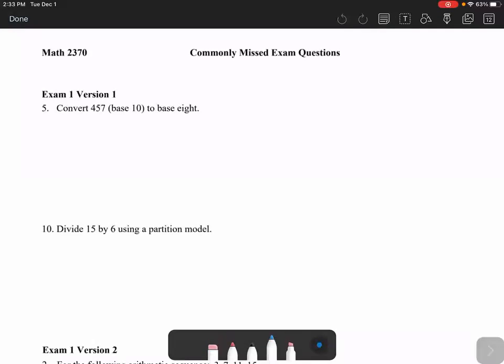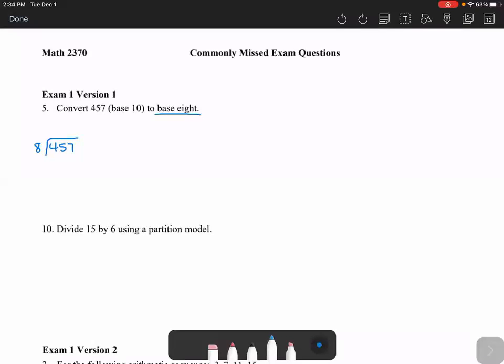So I'm going to write in blue. Whenever we're converting 457 in base 10, a number in base 10, to a different base, we're going to divide by whatever our new base is. So we take 457, and we're going to just divide it by 8. Remember that whenever you do this, you just keep dividing by what your new base is until you can't anymore.